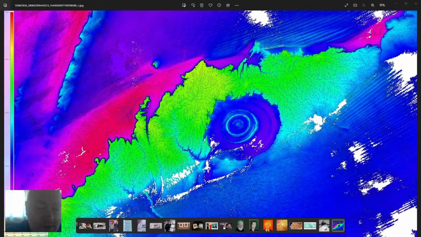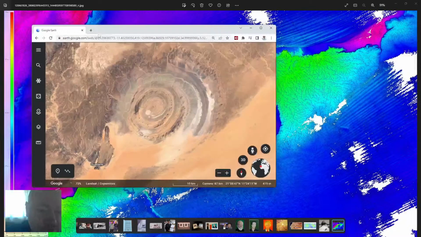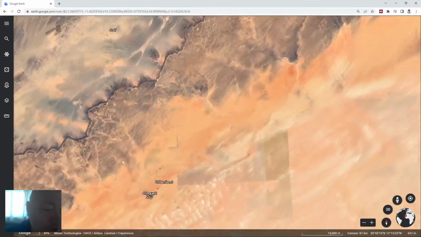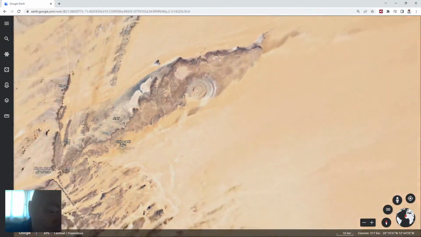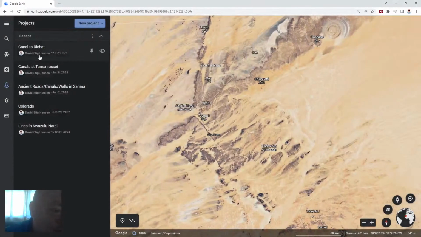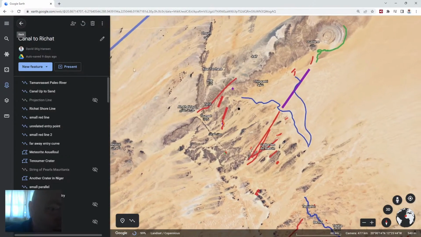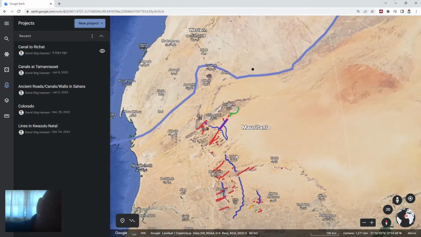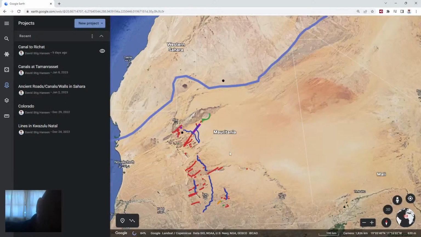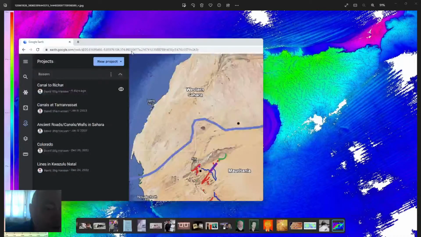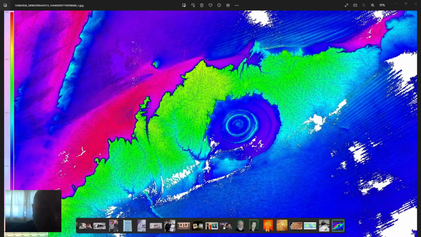If you go to Google Earth and you look at the Richat structure and you go over here, you see all the canals that I put up. I can show you in my projects. And when you see it like this and you zoom in and you follow the other videos I've done, you know that it's an anomaly, because when you look at this right here, you see these rivers.